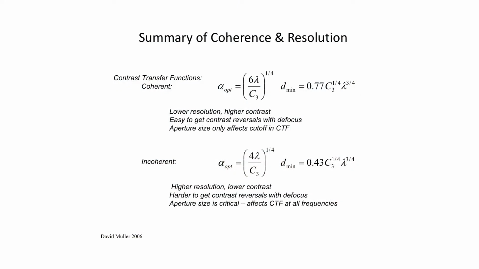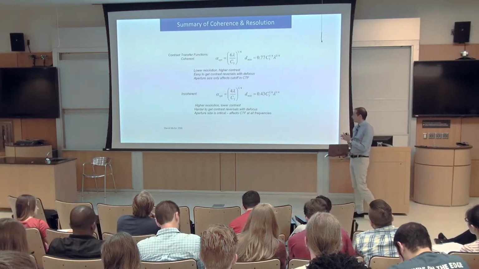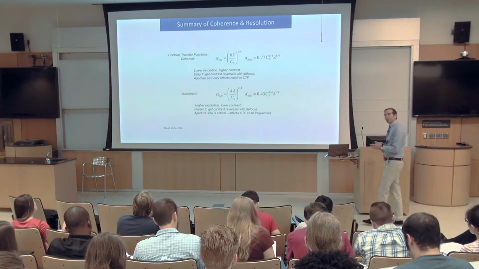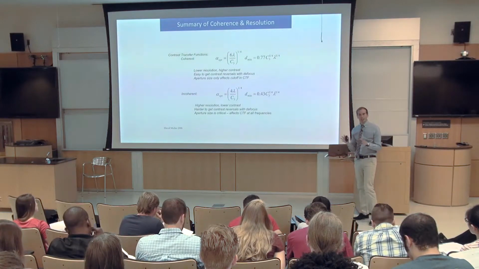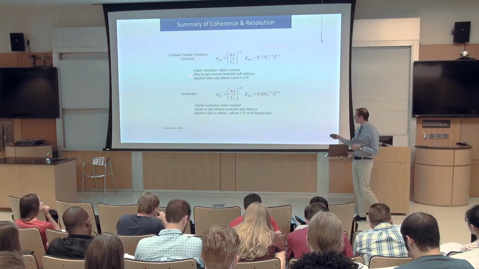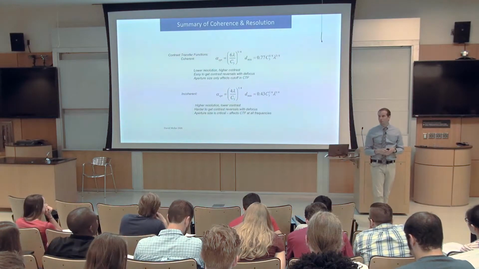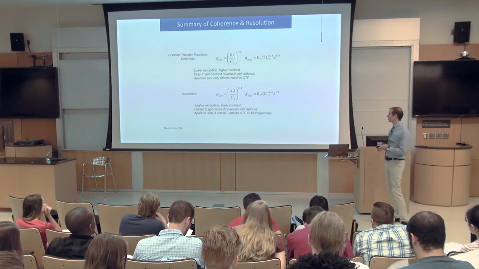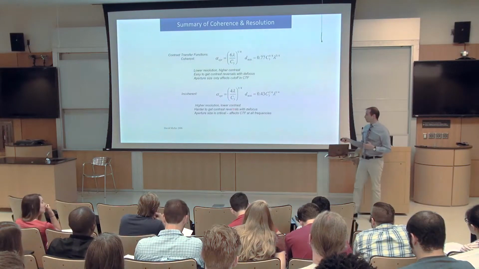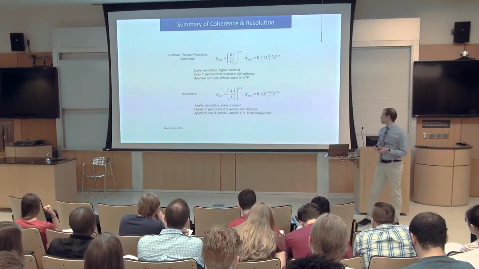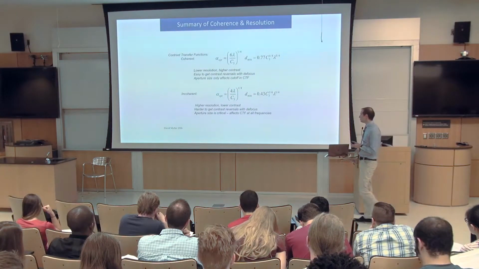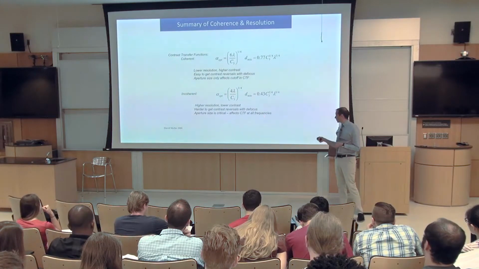So just to summarize, the contrast transfer function for coherent imaging, you'll have lower resolution but higher contrast. It's easy to get contrast reversals. If you adjust defocus, that contrast transfer function will change. The aperture size isn't as important because partial coherence will damp a lot of the higher frequencies. In incoherent imaging, you'll get higher resolution, but you'll get lower contrast at those higher frequencies. It's pretty hard to get contrast reversals, so the images are fairly interpretable. And aperture size is critical.